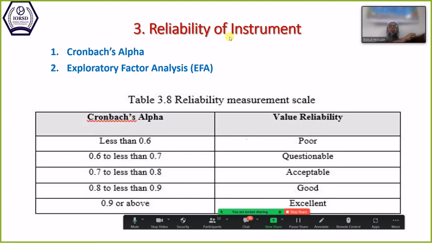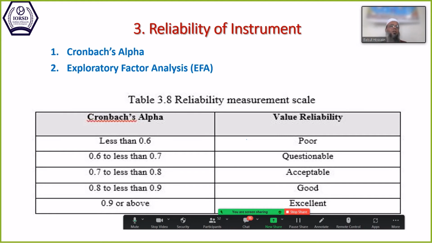And reliability of the instrument, the reliability we check through the exploratory factor analysis, EFA, and the Cronbach alpha. Cronbach alpha, according to Uma Sekaran, if it is less than 0.6, it is poor. If 0.6 to 0.7, it is questionable. 0.7 to 0.8 acceptable. 0.8 to 0.9 is good, and 0.9 or above is excellent. Okay, these are the ranges for the reliability.